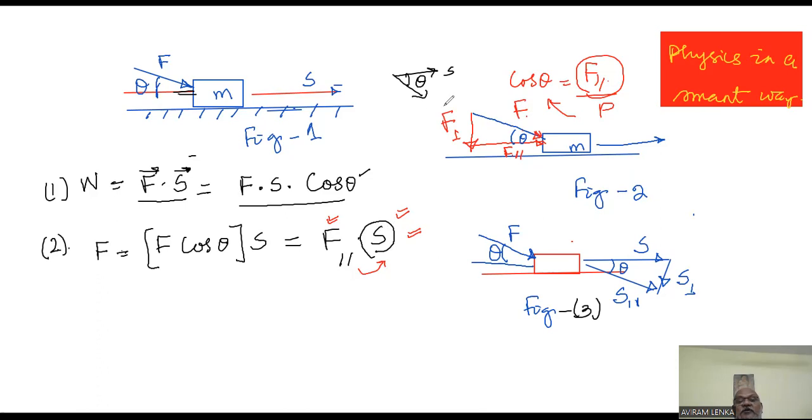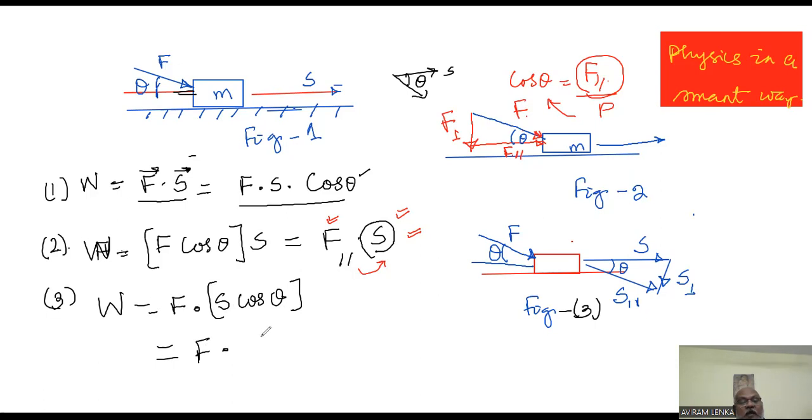The same idea can be extended if somebody does it otherwise, that is number 3. Sorry, this is work, this is not force. We can write work as, we know basically, F into S cos theta. One can write like this. So that is F, the full force, into the part of the displacement. This can be represented as the part of the displacement which is parallel to the force. Now I am writing that as S parallel.